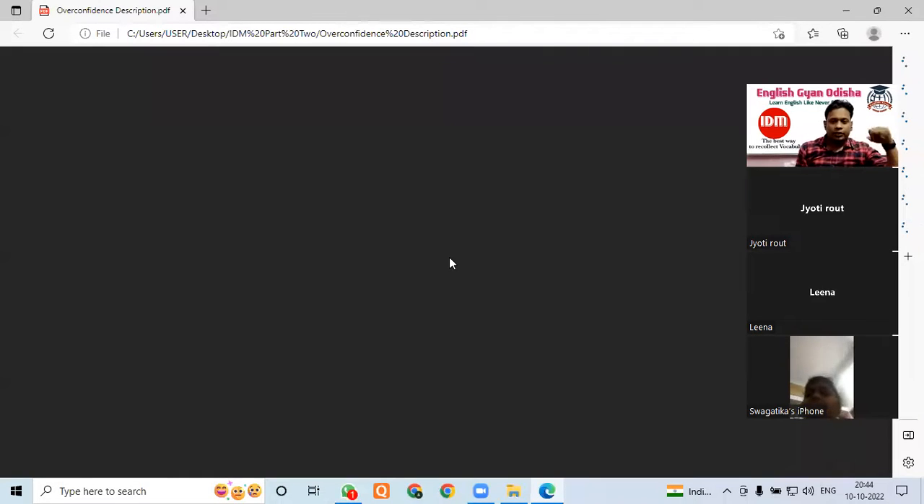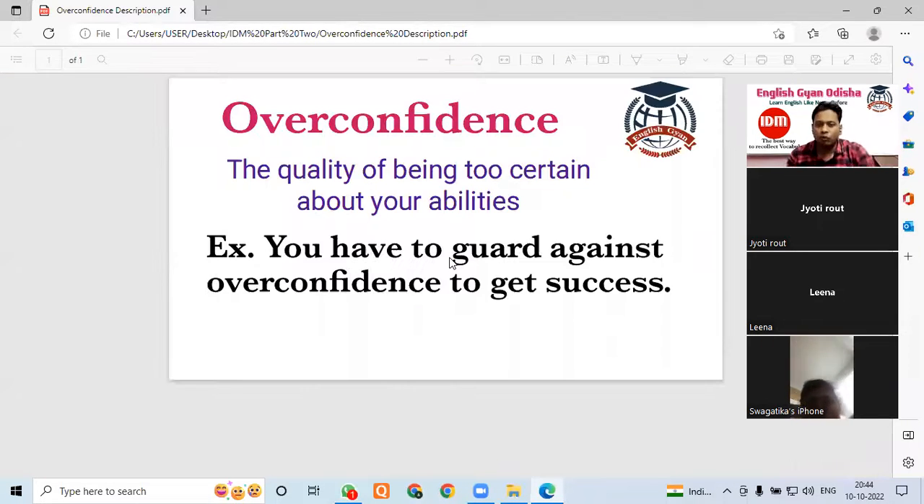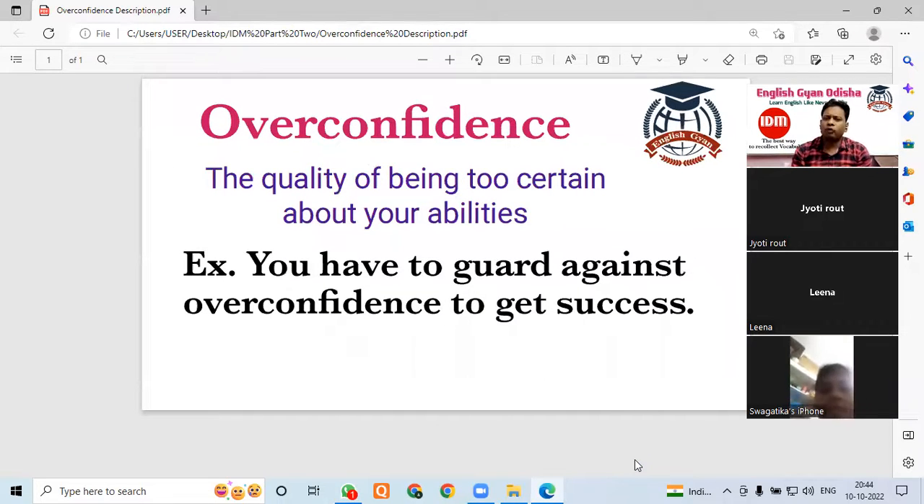Check it out. What has been written over you? It's coming. This is called overconfidence. Right now, try to understand what you mean by overconfidence. I'm trying to enlarge it a little bit. Overconfidence means the quality of being too certain.